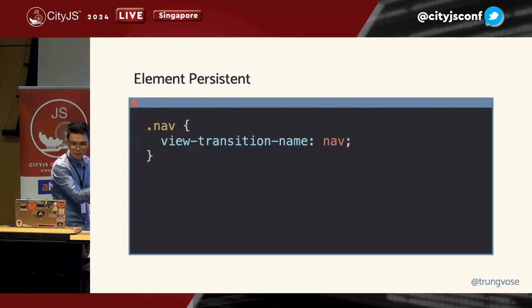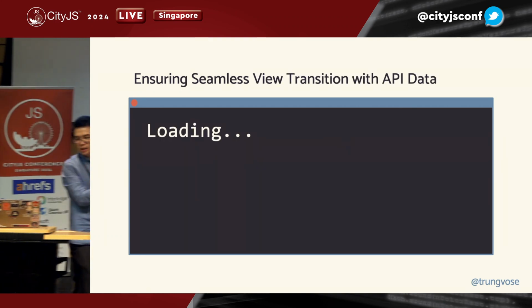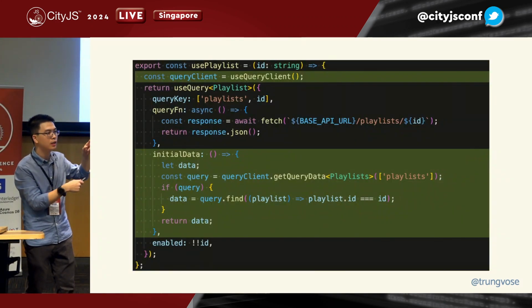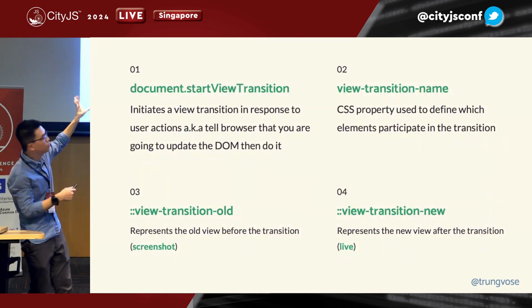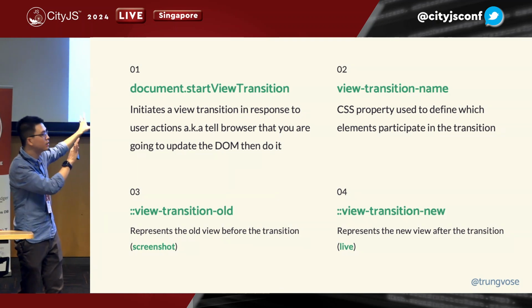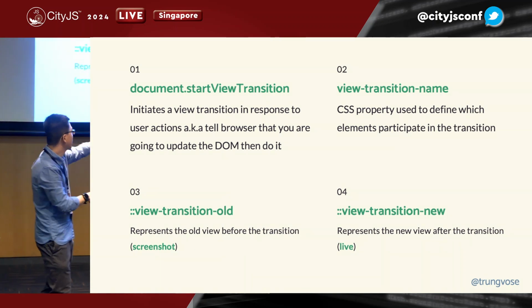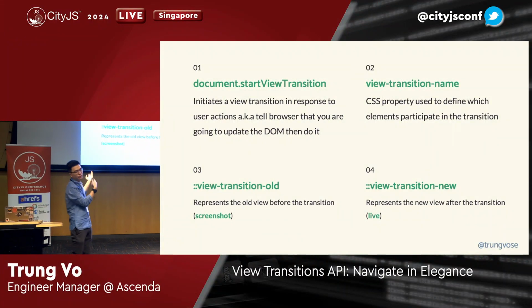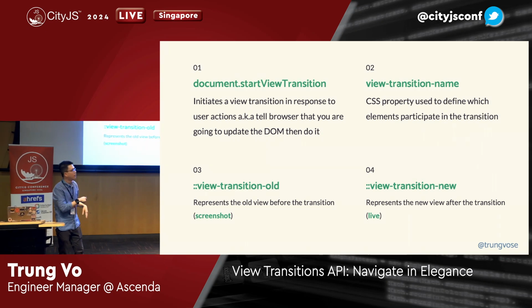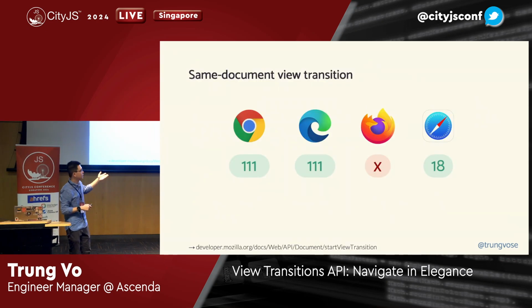Okay, persistent loading, then initial data. You've all seen it, so we don't have to go through it again. And that's something you need to take away with start view transition: the old and the new. The new, very important, is live. The old one is just a snapshot. It's frozen. And that's how it's supported in Firefox. Firefox is the only one that doesn't support it yet.